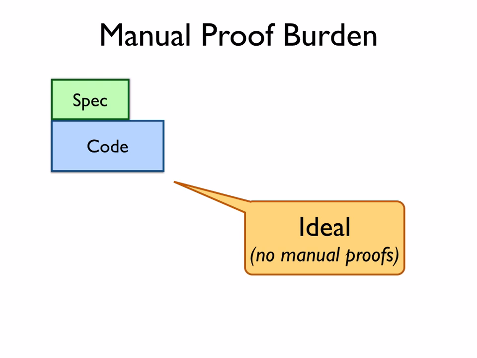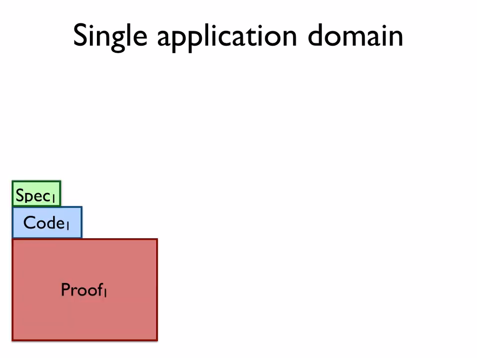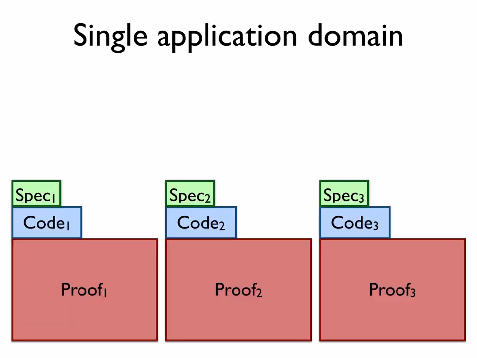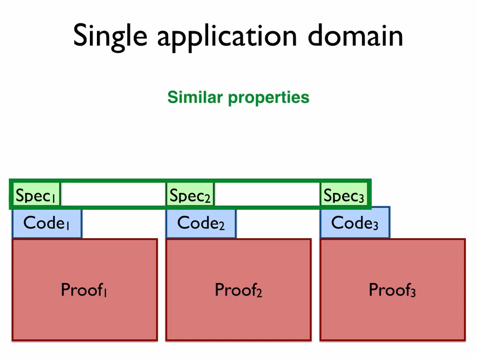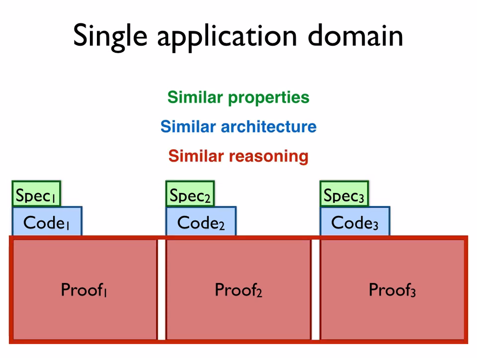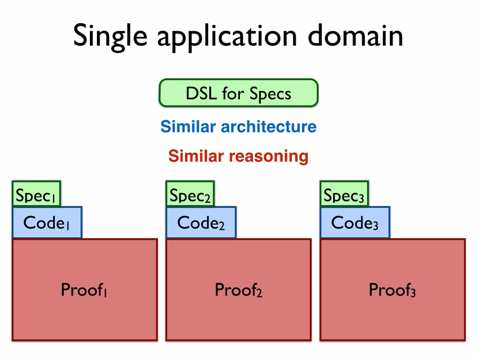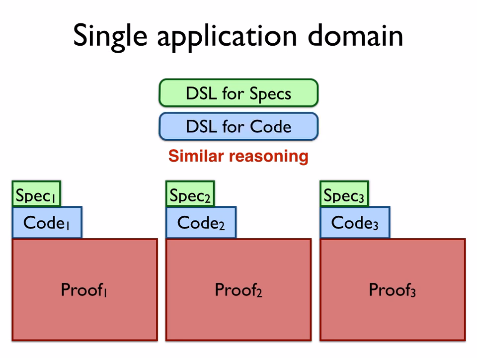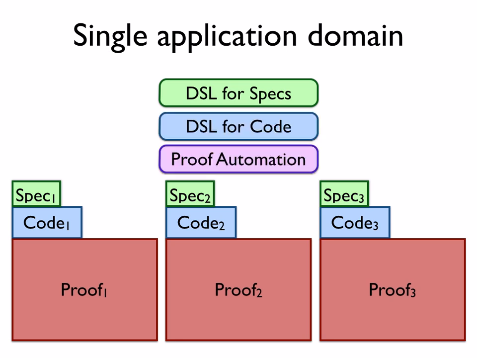So the key idea to our approach is to isolate a single application domain with a number of different programs. And we observed that within a single application domain, the specifications tend to contain similar properties, the code tends to follow a similar architecture, and the proofs tend to follow similar patterns of reasoning. And what this suggests is that we could have a domain-specific language for specifications, a DSL for code, and automation that captures these common patterns of reasoning.